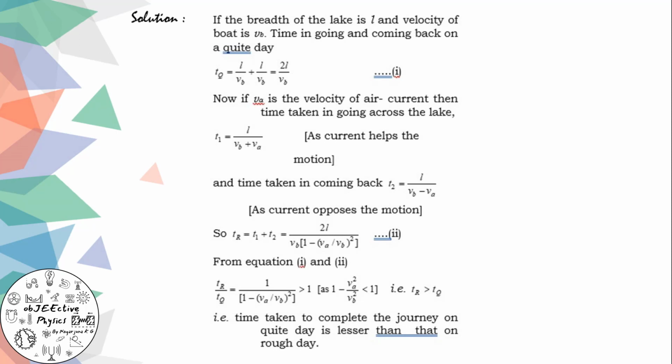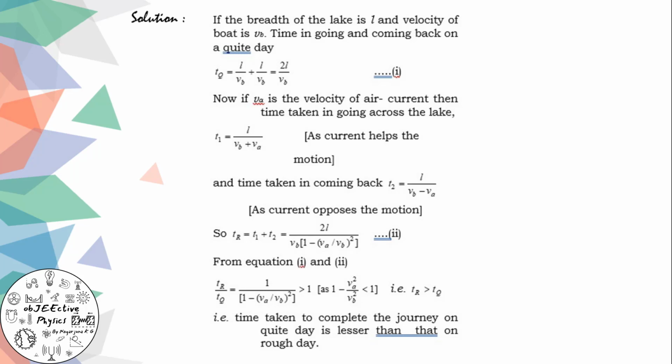the breadth of the lake is L and the velocity of the boat is Vb. Time in going and coming back on a quiet day, TQ, is equal to L by Vb plus L by Vb, to and fro, that is equal to 2L by Vb, equation 1.